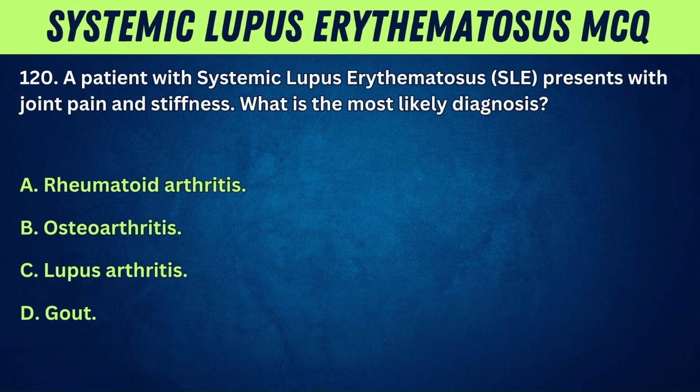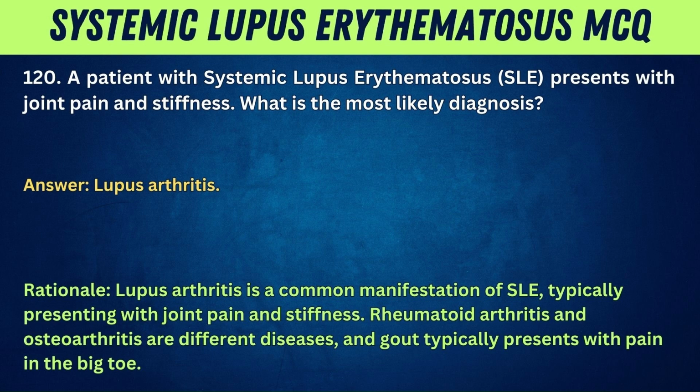disease flare-ups. 120. A patient with systemic lupus erythematosus, SLE, presents with joint pain and stiffness. What is the most likely diagnosis? A. Rheumatoid arthritis. B. Osteoarthritis. C. Lupus arthritis. D. Gout. Answer: lupus arthritis. Rationale: lupus arthritis is a common manifestation of SLE, typically presenting with joint pain and stiffness. Rheumatoid arthritis and osteoarthritis are different diseases, and gout typically presents with pain in the big toe.